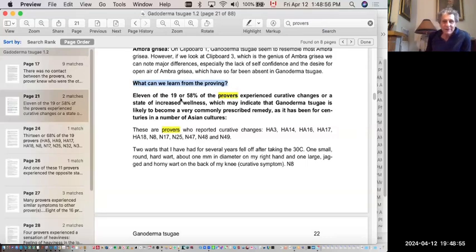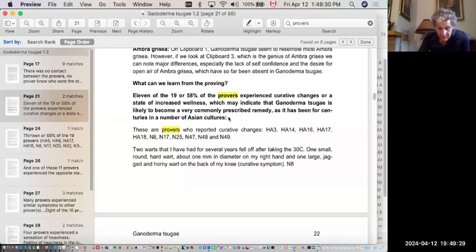So to tell you how good our proving team is, 11 of the 19 provers, or 58% of the provers, experienced curative change or a state of increased wellness, which may indicate that Ganoderma tsugae is likely to become a very commonly prescribed remedy, as it has been for centuries in a number of Asian cultures. You have to understand, Ganoderma tsugae, or reishi, is the most used medicinal substance in the entire world. It's 4% of all medicinal substances of traditional medicine that is sold in the world, 4%. So it's the most used.